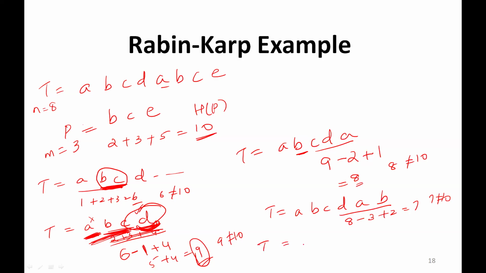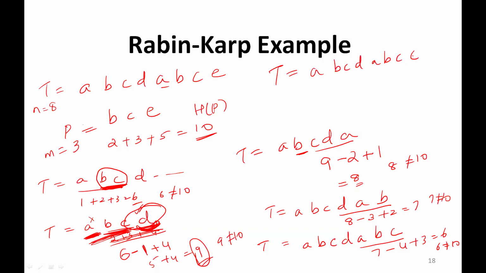Now let us look for the next one. T is equal to A, B, C, D, A, B, C. After AB, we are going to check ABC. Will it be a match? No, it will not be a match, because it becomes 7 minus 4 plus 3, which is 6. 6 is not equal to 10. Now let us look at the last one: A, B, C, D, A, B, C, E. BC is the last part we have to match, and BC was already there in the previous step, which had a value of 6.